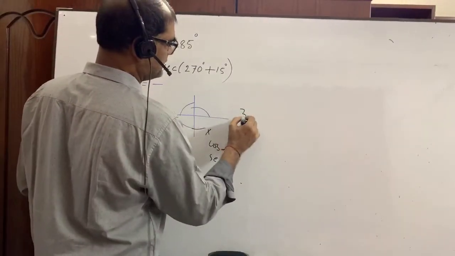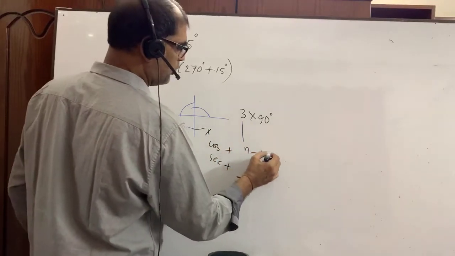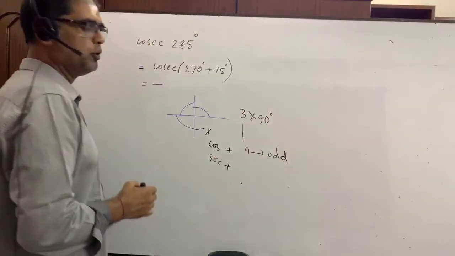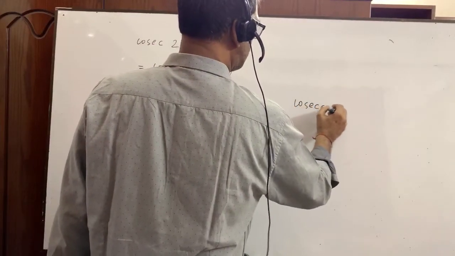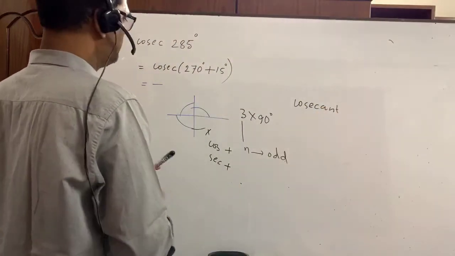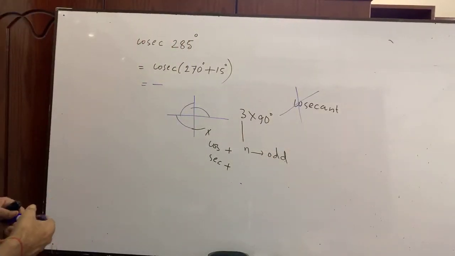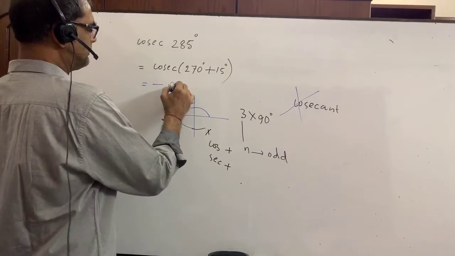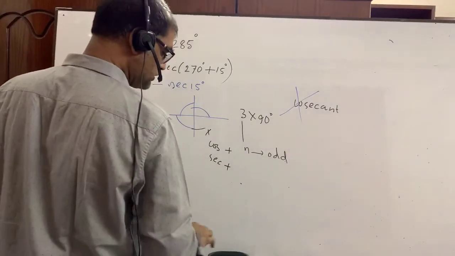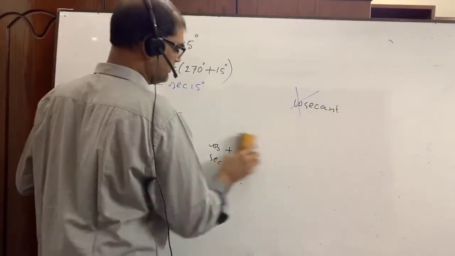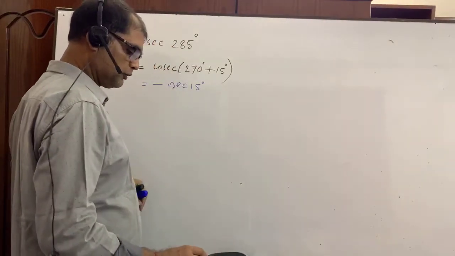Now you see what is 270. 270 means 3 into 90. Now this 3, which is odd. For this, if there is cosecant, what will be? This co will not be anymore. So what is left? Secant. So we can write sec 15 degree. But my dear students, I did not show you any formula regarding secant. Then what will you do?